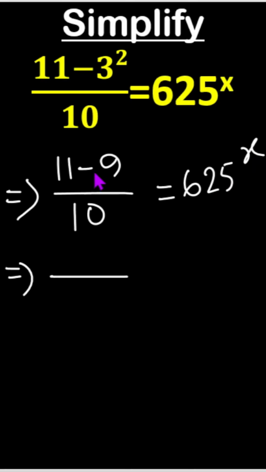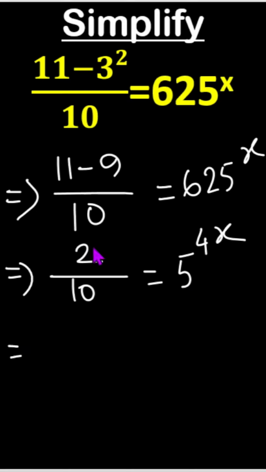Now 11 minus 9 should be 2, and here is 10. Now this one we can write as 5 to the power 4. We know 5 times 5 is 25, again 5 times 5 is 25, 25 times 25 is 625. So 5 to the power 4x, and here we can divide: 1, and by here is 5.